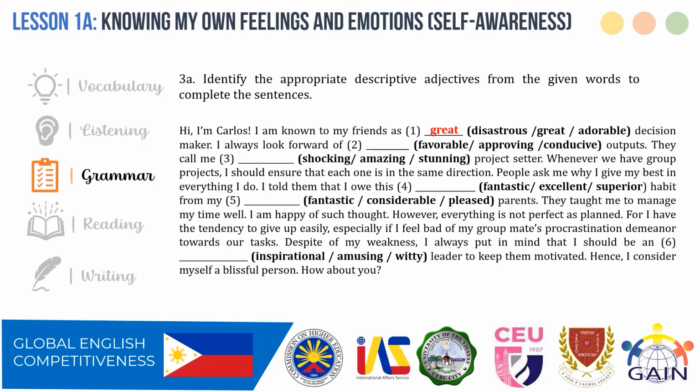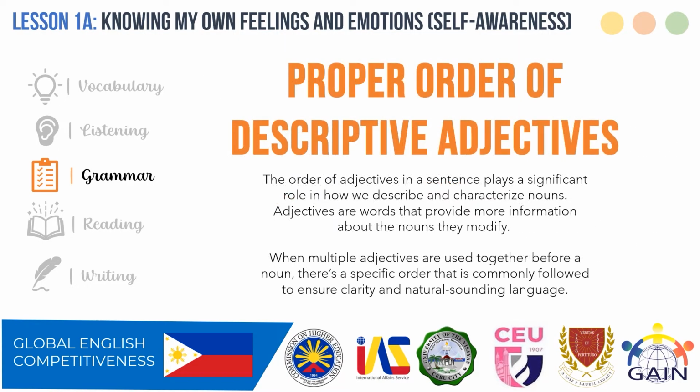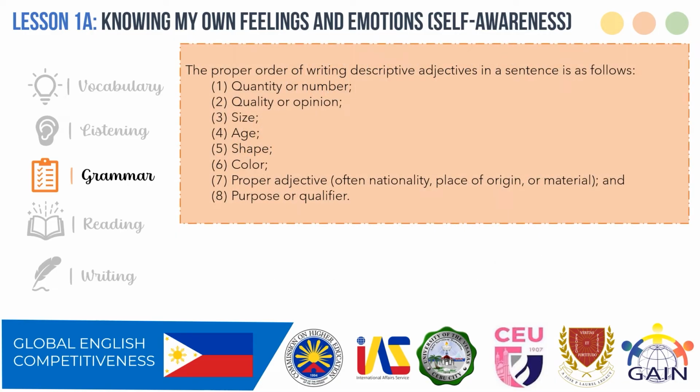Now here are the correct answers. Moving on, let's talk about the proper order of descriptive adjectives. The order of adjectives in a sentence plays a significant role in how we describe and characterize nouns. Adjectives are words that provide more information about the nouns they modify. When multiple adjectives are used together before a noun, there's a specific order that is commonly followed to ensure clarity and natural-sounding language. Here's the proper order of writing descriptive adjectives in a sentence.